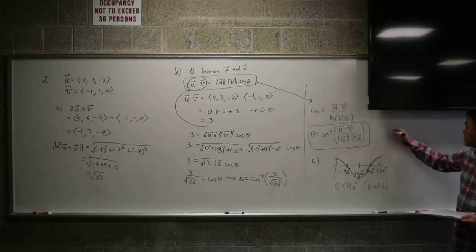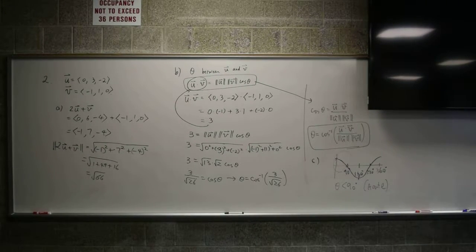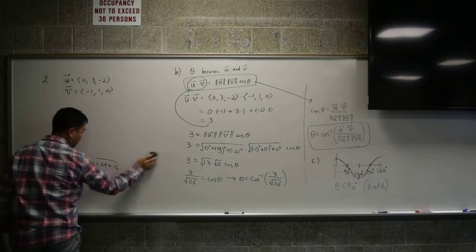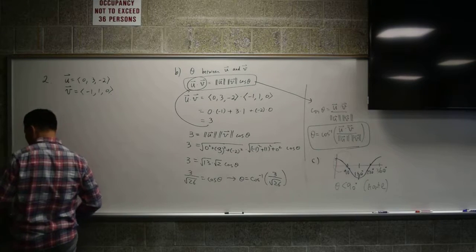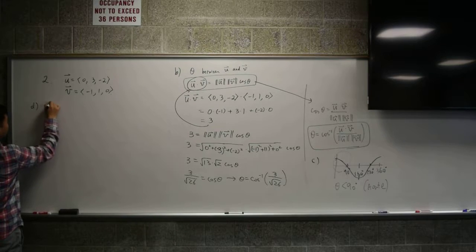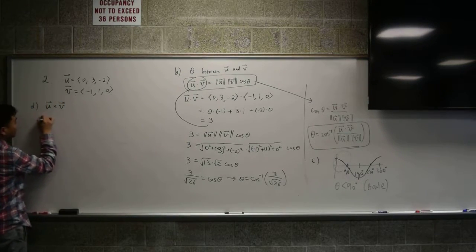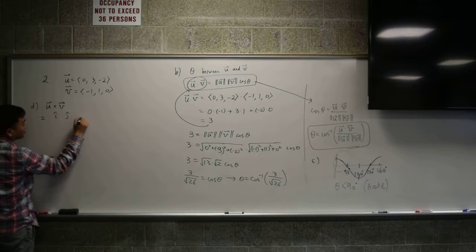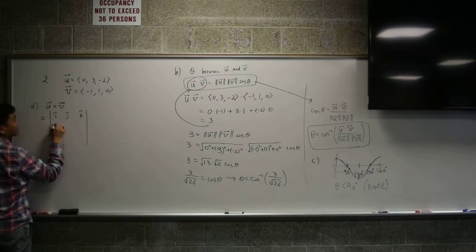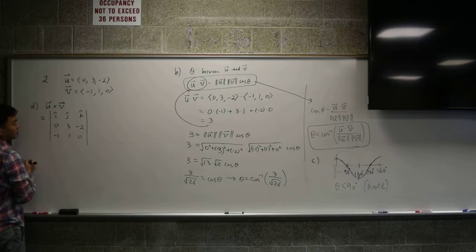Okay, part D, let's go back here. D asks for the cross product. Let's see, D, U cross V. How do you do that? Well, that's i, j, k. And you have to write these vectors here: 0, 3, -2, and -1, 1, 0.